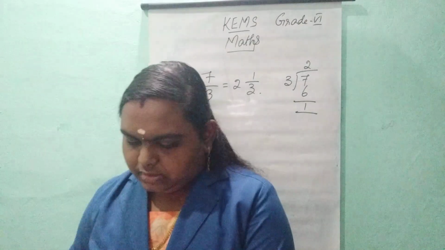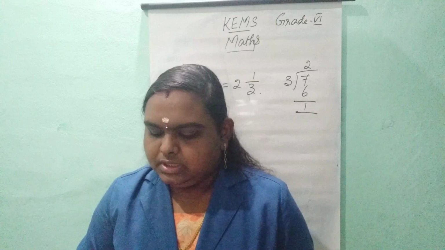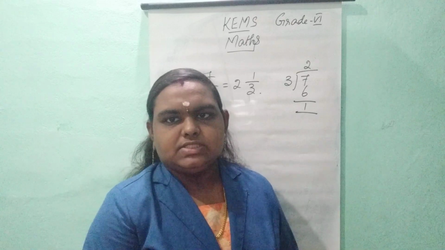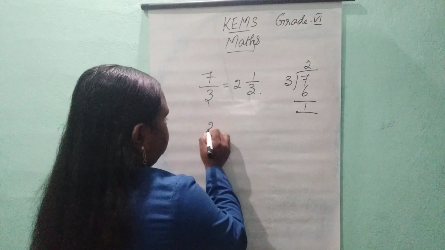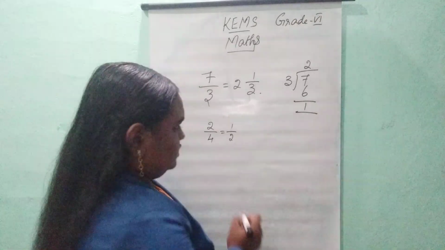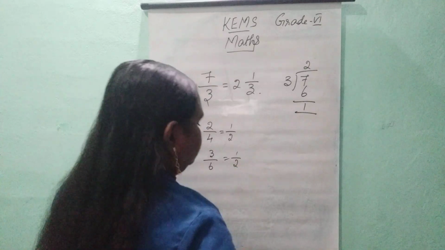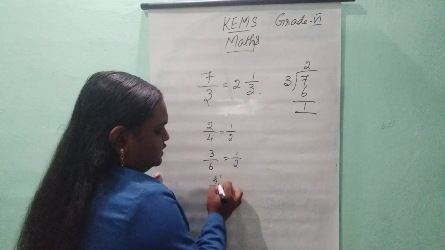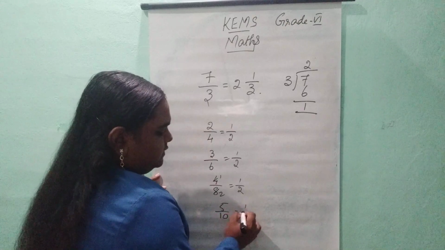Then the next one is the equivalent fraction. Equivalent fractions means fractions that give the same number. We have 2 by 4. It can be divided and written as 1 by 2. Then 3 by 6, the answer is 1 by 2. 1 3 is 3, 2 3s are 6. Then 4 by 8. 1 4 is 4, 2 4s are 8. So the answer is 1 by 2. 5 by 10, the answer is 1 by 2.